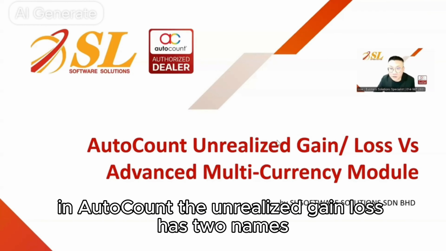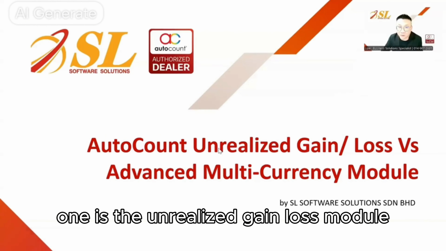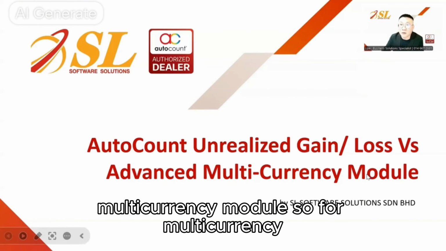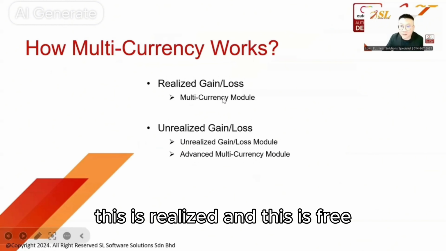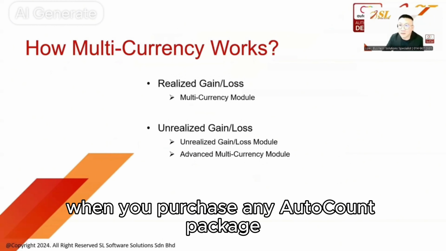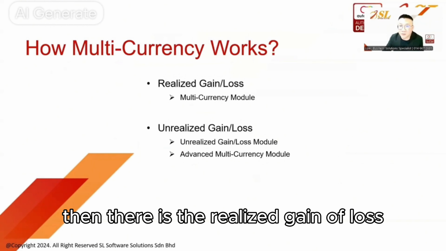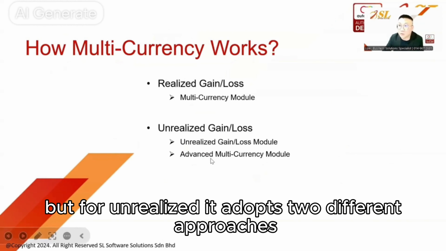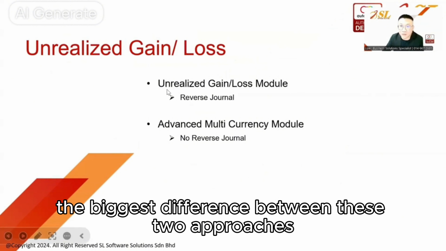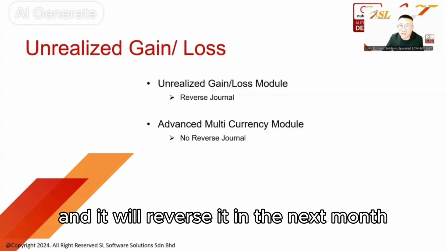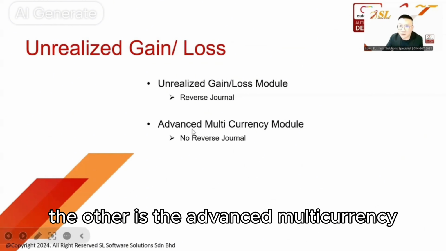So here you see, in AutoCount, the unrealized gain loss has two names, two different modules. One is the unrealized gain loss module and the other is called the advanced multi-currency module. So for multi-currency, this is realized and this is free. When you purchase any AutoCount package, it is already included. Then there is the realized gain or loss multi-currency module, but for unrealized, it adopts two different approaches. The biggest difference between these two approaches is that unrealized gain loss can reverse your journal and it will reverse it in the next month. The other is the advanced multi-currency, which does not reverse.